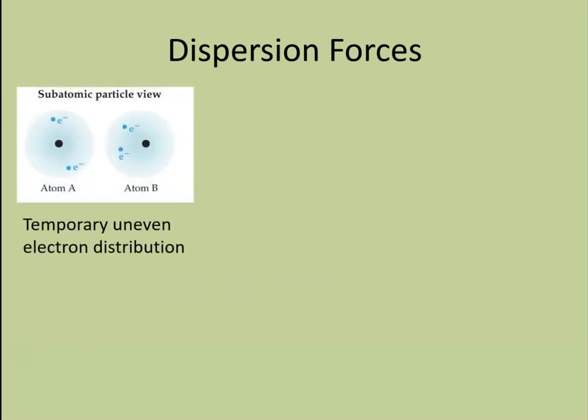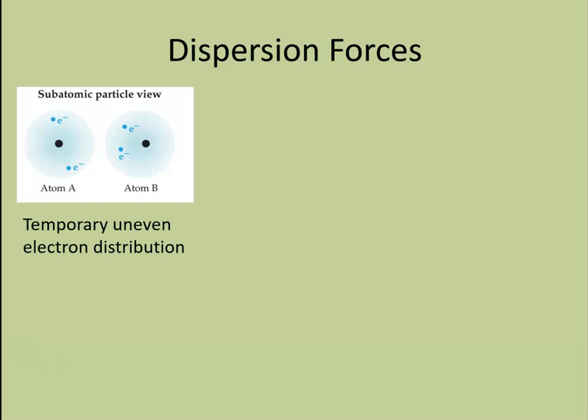Okay, so we're going to do this with helium atoms. You've got two helium atoms here. In the nucleus, there are two protons and two neutrons. But in the electron cloud, each helium atom has two electrons. And you can see that in atom A, the electrons are evenly distributed. But at this moment in atom B, the electrons are not evenly distributed. In this moment in time, they happen to both be on the left side of the atom.